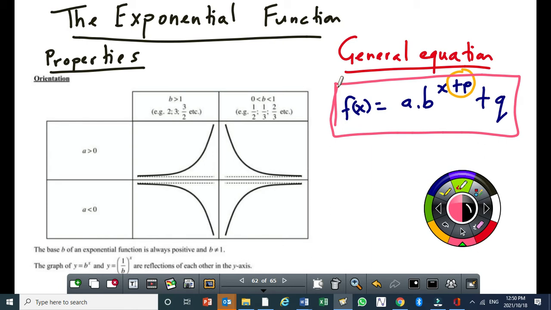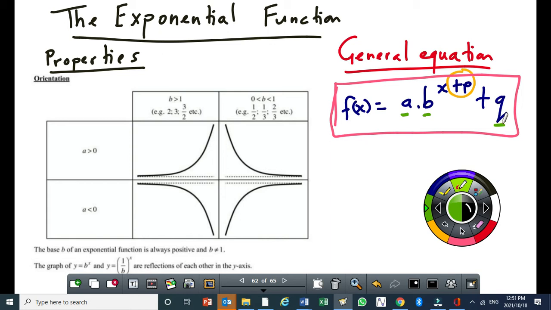Right, so let's start with the orientation. Right, the orientation, how the graph will look. Now, there are two constants that determine the orientation of the graph. The first one is the value of a, and the second one is the value of b. Okay? The value of q is just the value of y along the horizontal asymptote. An exponential function has got one asymptote, which is horizontal. Okay? And the value of q is the value of y along the horizontal asymptote.